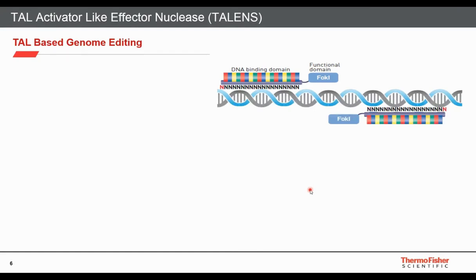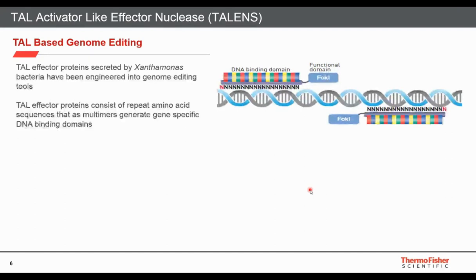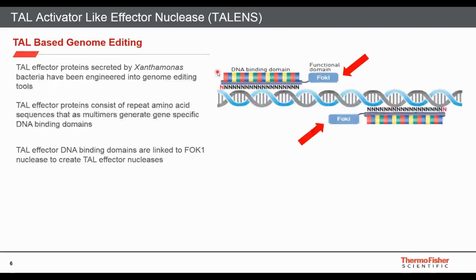The second nuclease system that we work with are TAL effector nucleases, or TALENs. TAL-based genome editing uses these TAL effector proteins, which have been engineered from bacteria to be specific DNA-binding proteins with functional domains fused onto them. The TAL effector proteins consist of repeat amino acid sequences that work as multimers and give you a gene-specific DNA binding domain. So this DNA binding domain can be mutated and designed to target any part of the genome. We then fuse these with functional domains to give specific activity. And for TAL effector nucleases, we fuse them with the FokI endonuclease.